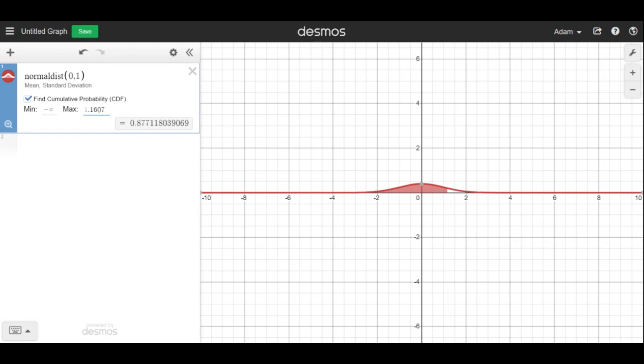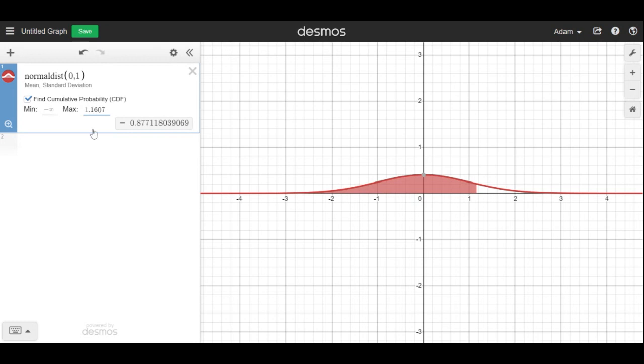Now, if you want the area between the two z-scores, we have the bigger one listed. Let me zoom in a bit. And for the other one, it would be negative 0.625. So using Desmos, we can actually get the answer. We don't really have to subtract, but we get this. All right, so this is what we get here.